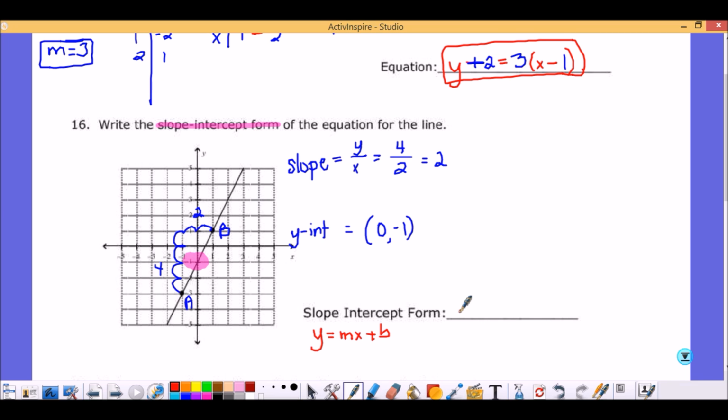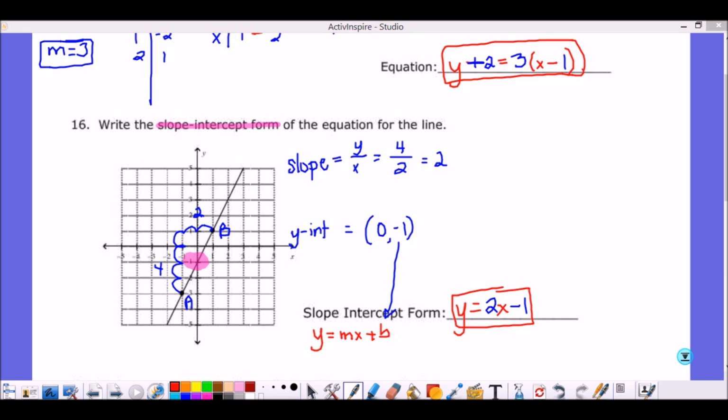y equals the slope that I have, which is 2. Then I have my x, so it's 2x. Now it's supposed to be plus b, but if you notice, my y-intercept is negative 1, so it's going to be minus 1. So my equation will be y equals 2x minus 1.